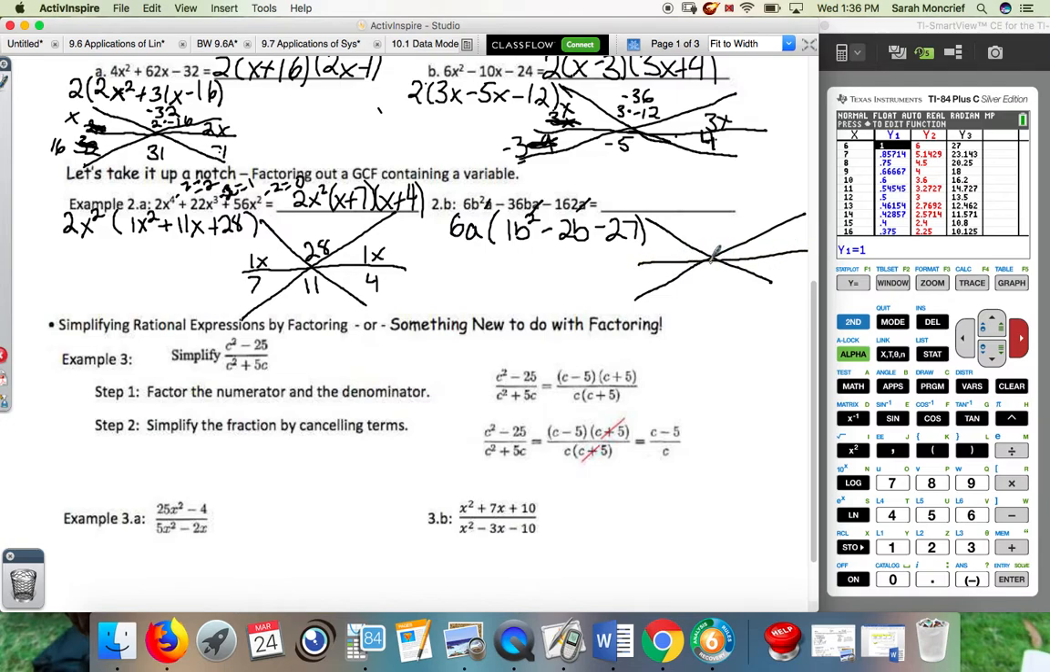All right, so what goes in the top? That's a times c. So what's a? 1. 1 times negative 27, which is going to give me negative 27. What goes in the bottom? B, which is negative.